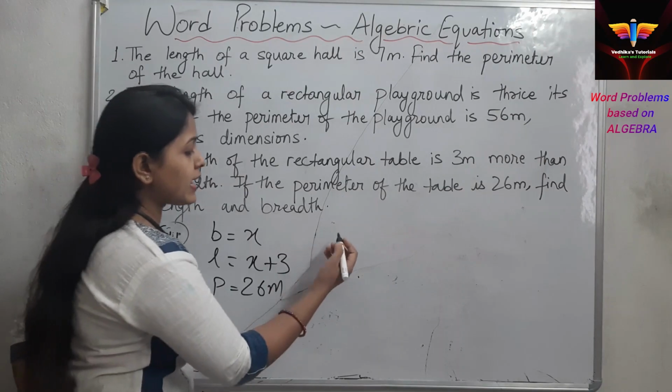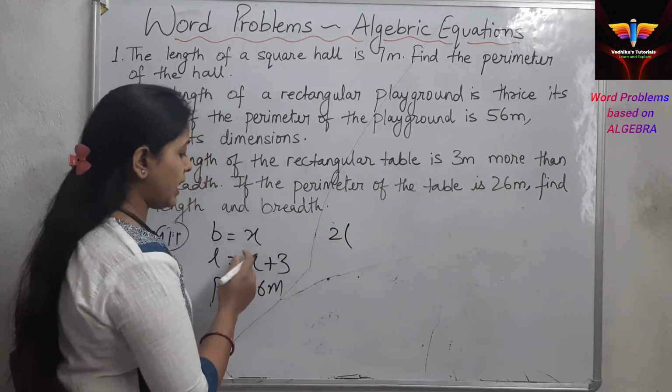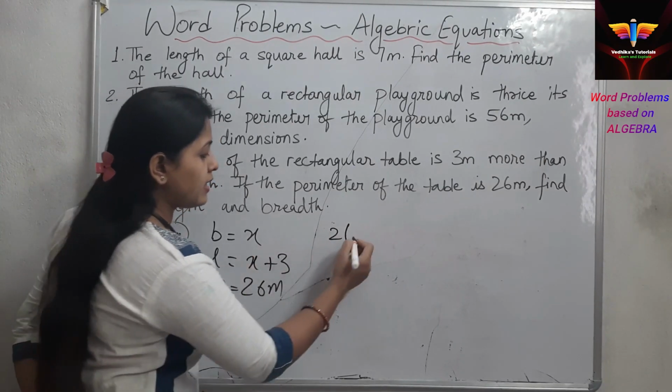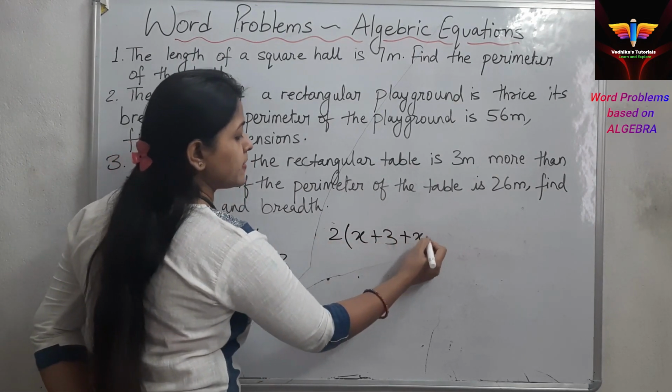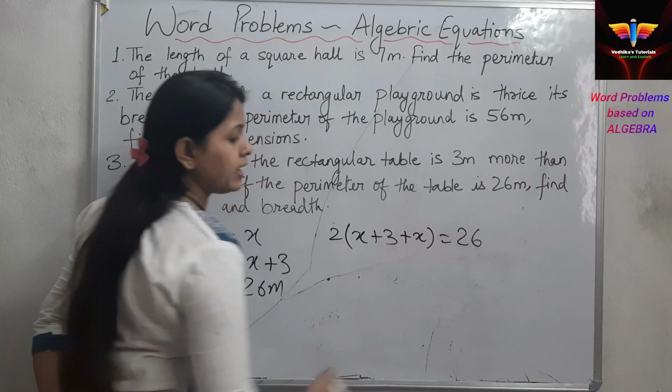So we will write it like this: 2 into (L plus B). This is L, x plus 3, and what is the breadth? x. This is equal to 26.